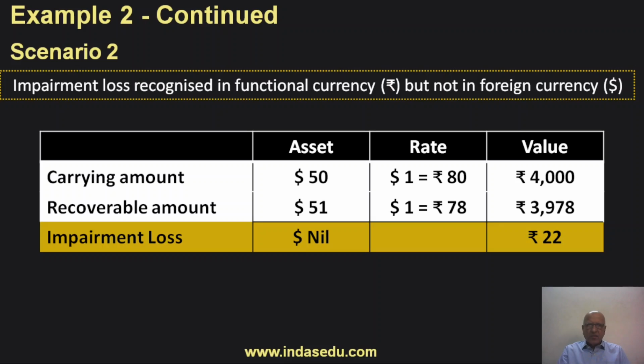Next example, impairment loss recognized in functional currency but not in foreign currency. The same carrying amount is taken, asset $50, rate was $1 = 80 rupees. Functional currency value is rupees 4,000. Recoverable amount is $51. Rate is $1 = 78 rupees. So the value is 3,978. So there is an impairment loss in functional currency. You see, 4,000 is more than 3,978. 22 is the impairment loss. But in dollars, foreign currency, there is no impairment loss because the recoverable amount is more than the carrying amount.